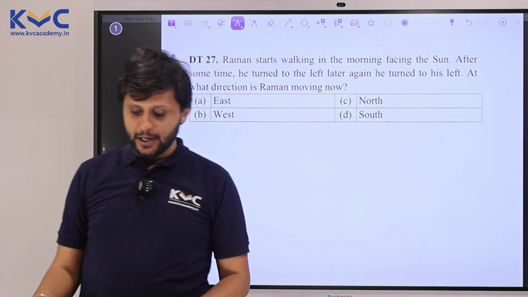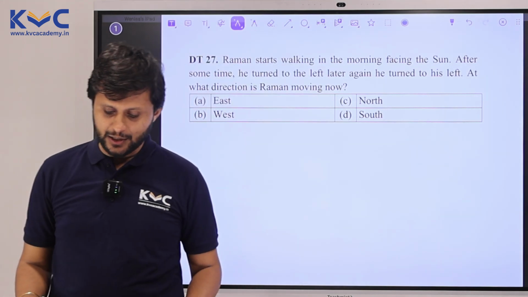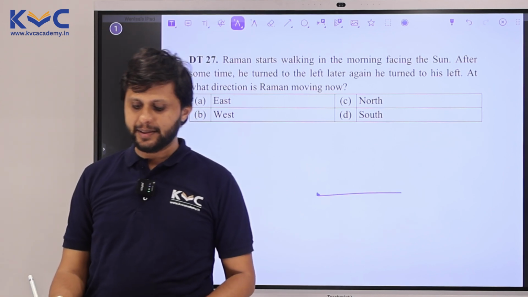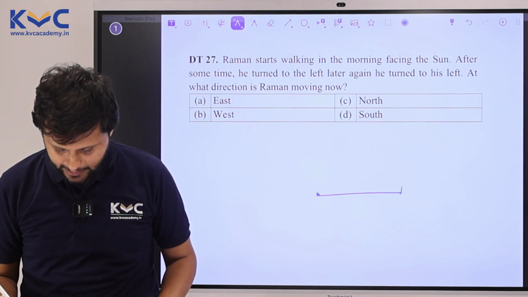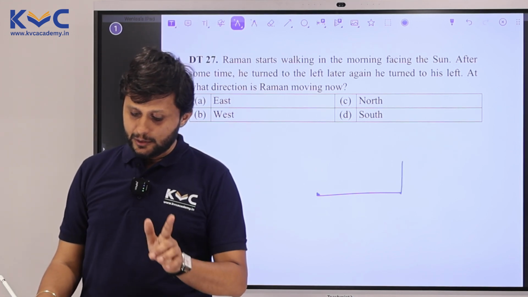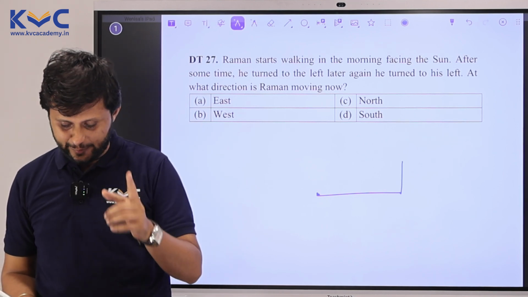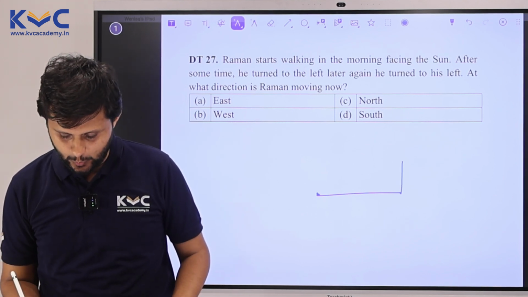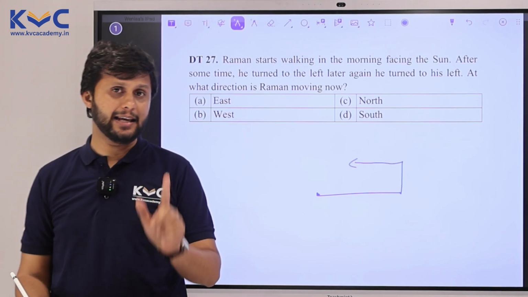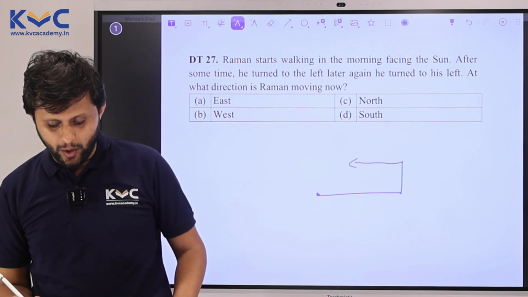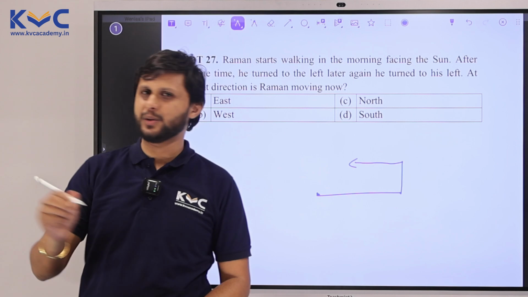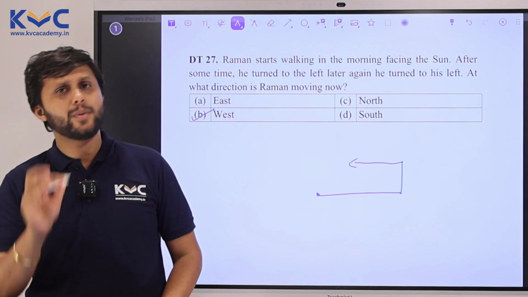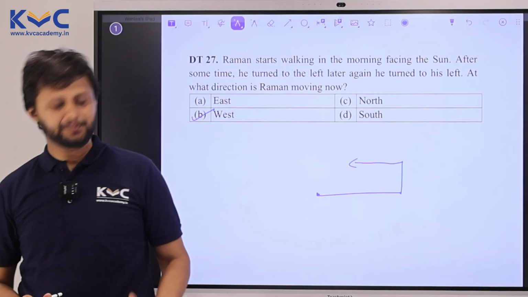That's question number 26. 27. Raman starts walking in the morning facing sun. By now we know it's east. After some time he turned left. Left is this side. He turned to left. Later again he turned to his left. Again left. So left and left. If you turn left twice, I told you will be going back in the direction against from which you came. At what direction is Raman moving now? First he was going to the east. It's like he took left and he took left. Now he's going towards his west, which is there in option B.